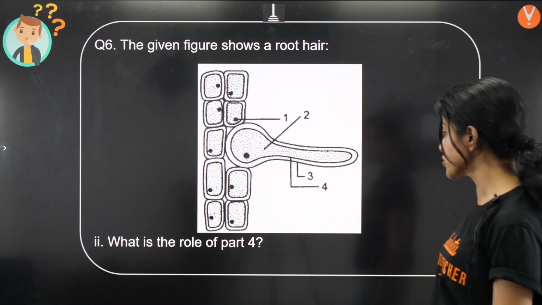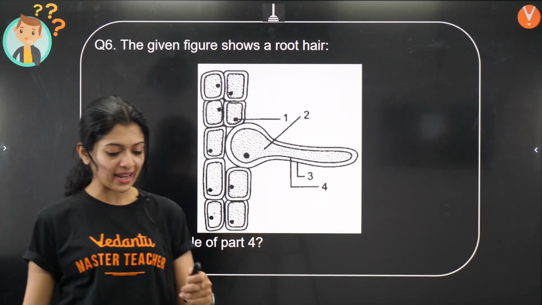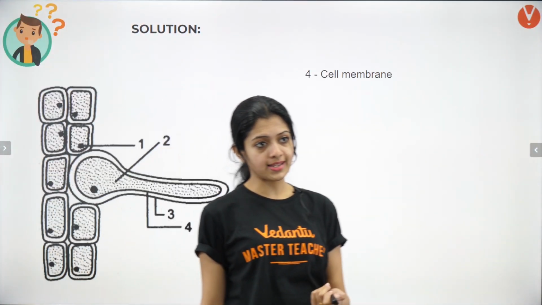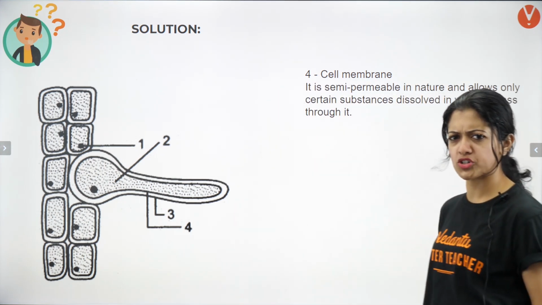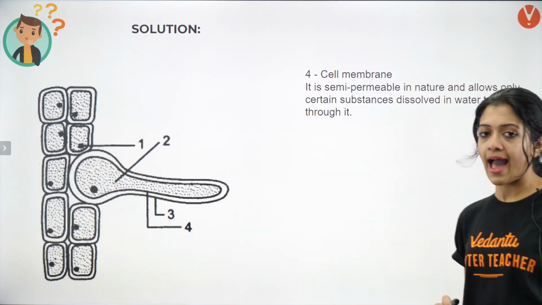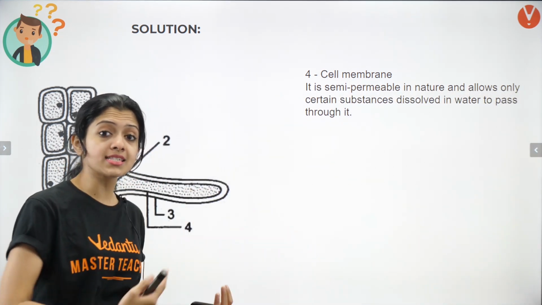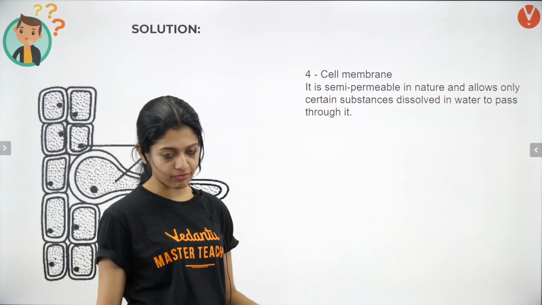Next sub question. What is the role of part 4? We labeled it as the cell membrane, right? So what do you think its role is? Yes, it is semi-permeable in nature, which is the most important feature of it. And why is that important? It allows only certain substances dissolved in water to pass through it and not anything and everything.